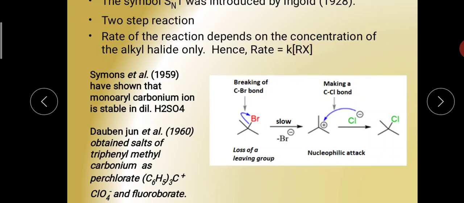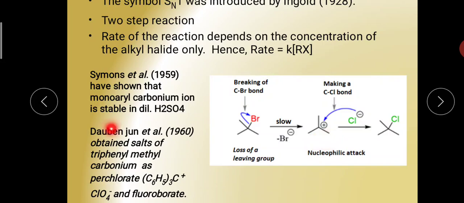Now, one important conclusion that we make from this particular reaction is that your reaction proceeds via a carbocation intermediate. Now, why do I say it's an intermediate and not a transition state as I told you in your SN2 reaction? That is because this intermediate has a longer lifetime, and people have even isolated certain derivatives of this carbocation.